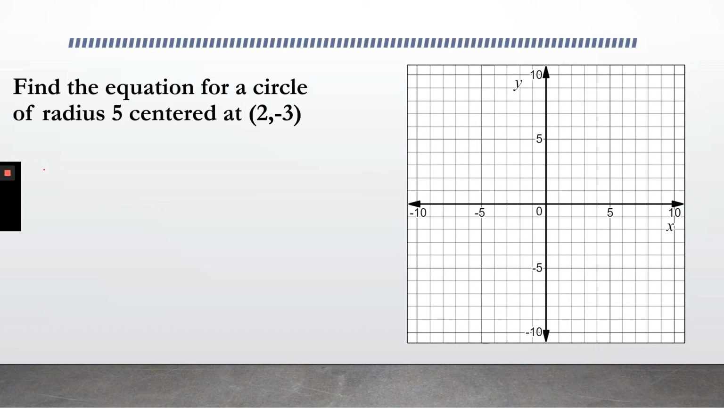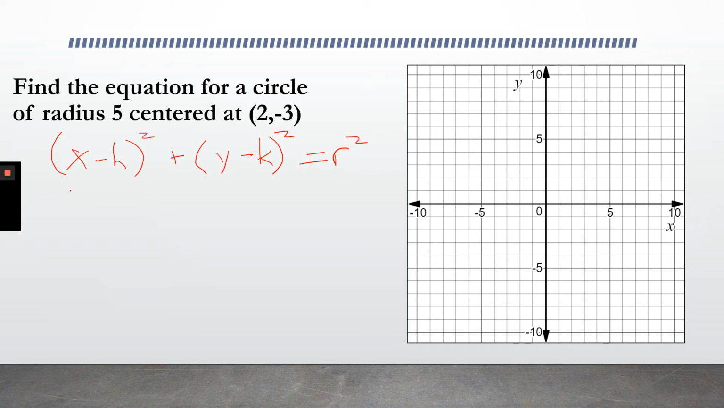What is the equation of a circle that has a radius of 5 and is centered at (2, -3)? Well, if we can remember the standard form of the equation for a circle, it's just (x - h)^2 + (y - k)^2 = r^2.